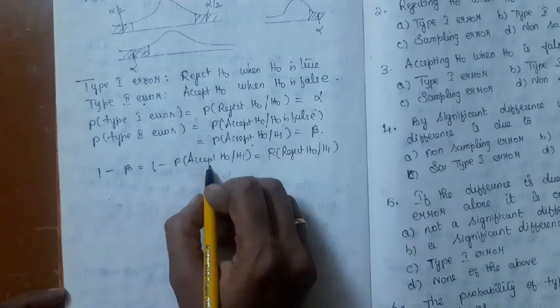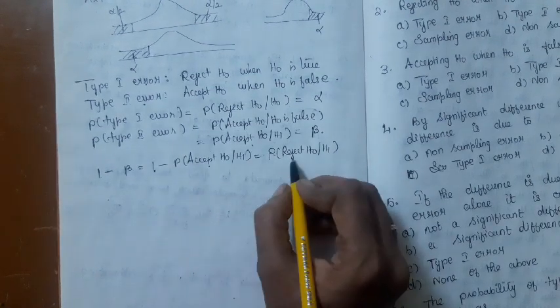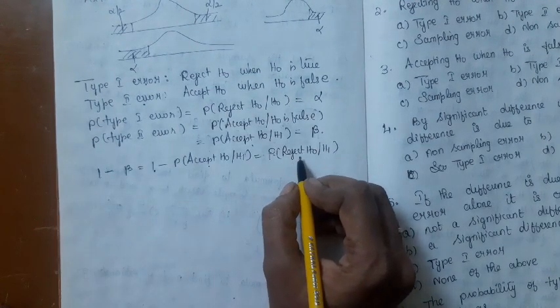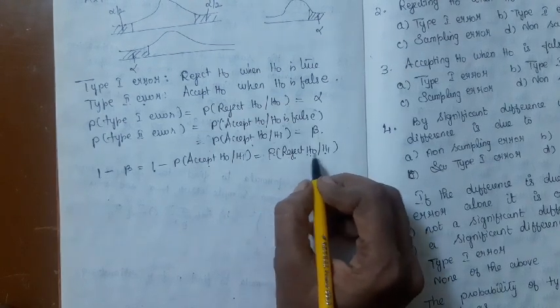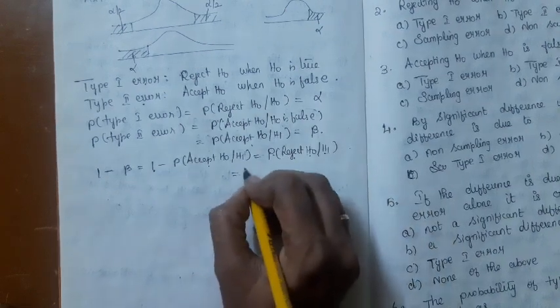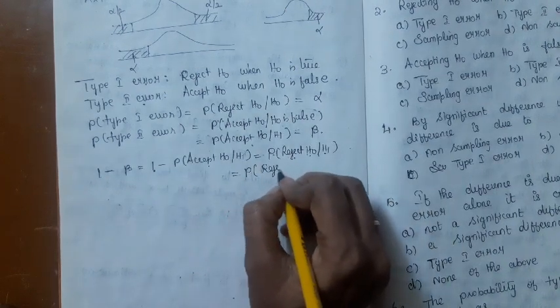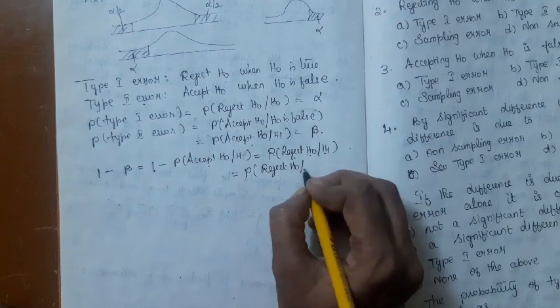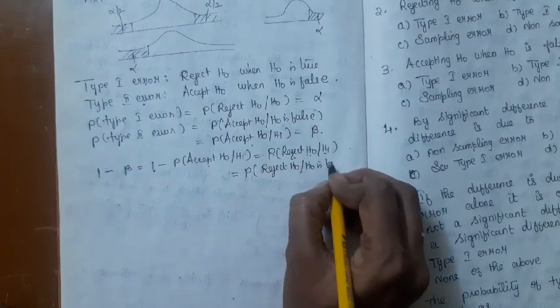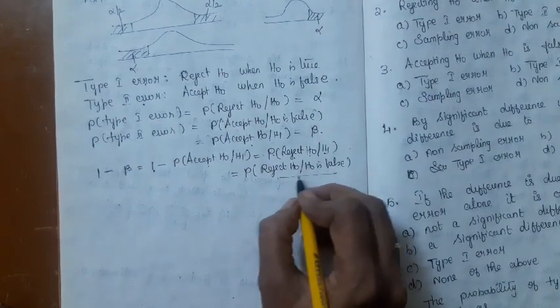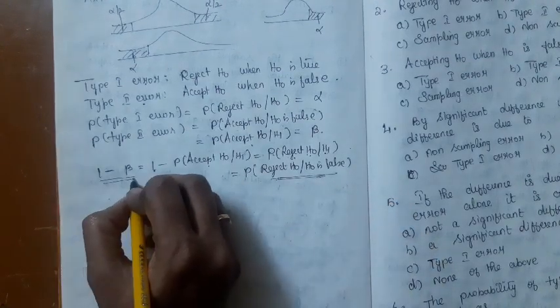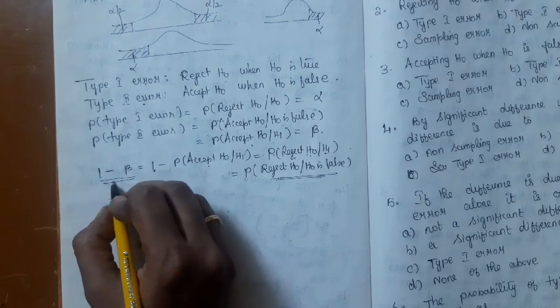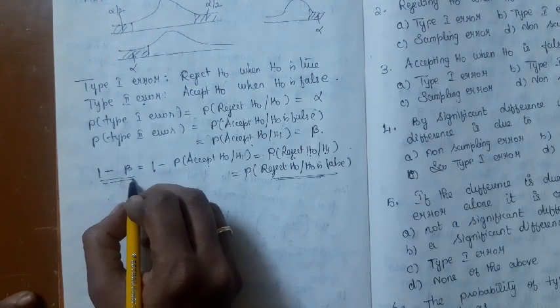Right? 1 minus acceptance region is the rejection region. Reject H0 when H1 is true, so reject H0 when H0 is false. Actually, what is the meaning? Reject H0 when H1 is true means H0 is false. So it is the correct decision. So the probability of taking the correct decision is denoted as 1 minus beta, and hence it is called the power of the test. 1 minus beta is called the power of the test.